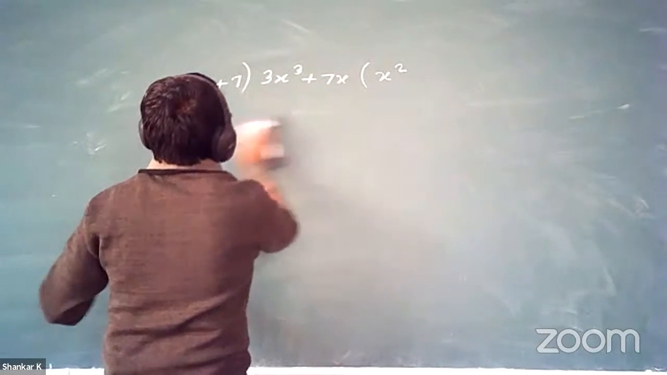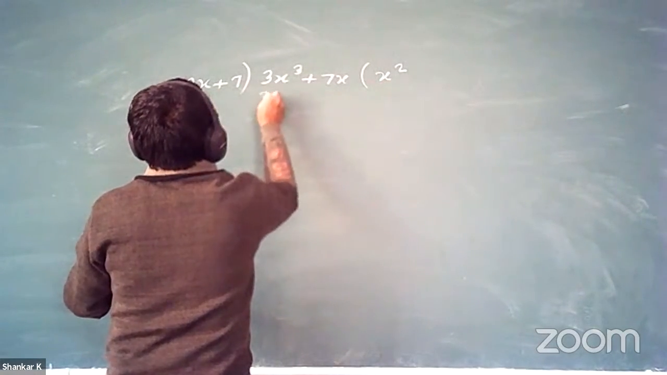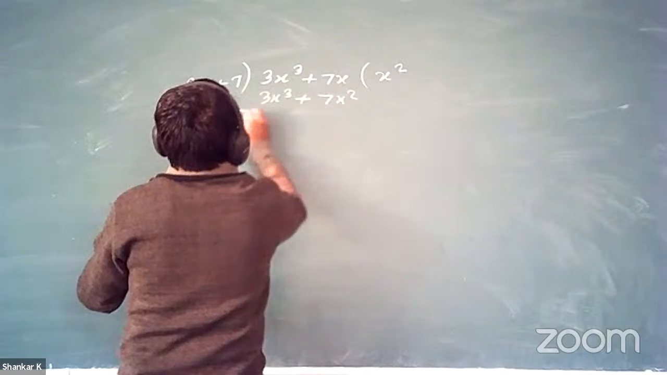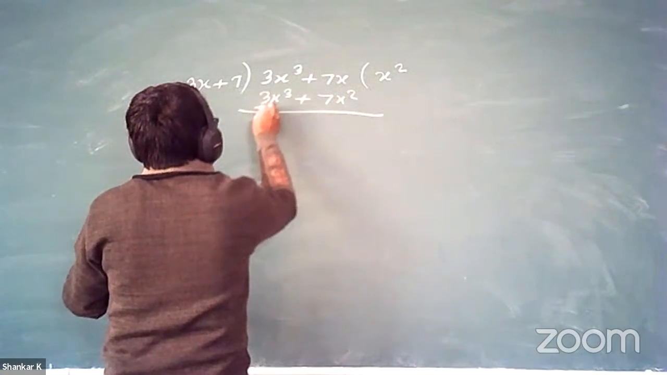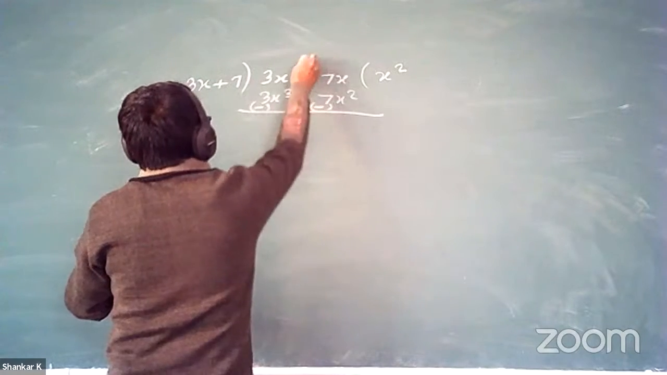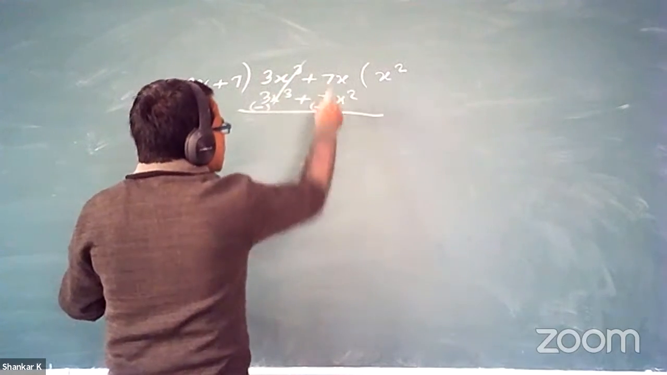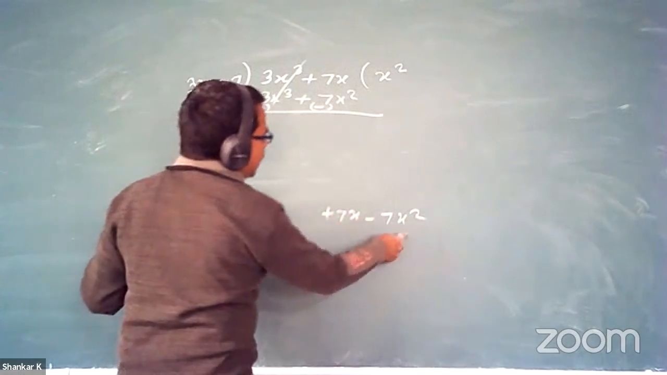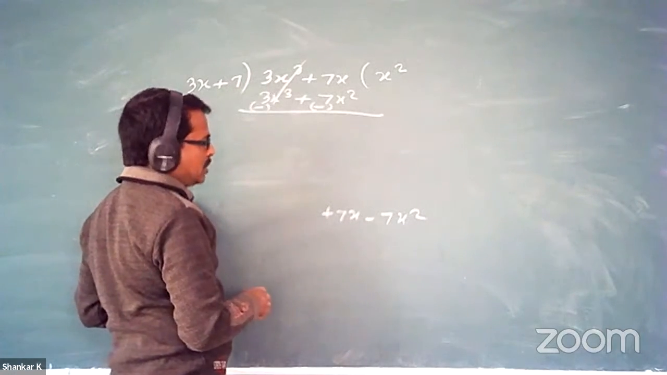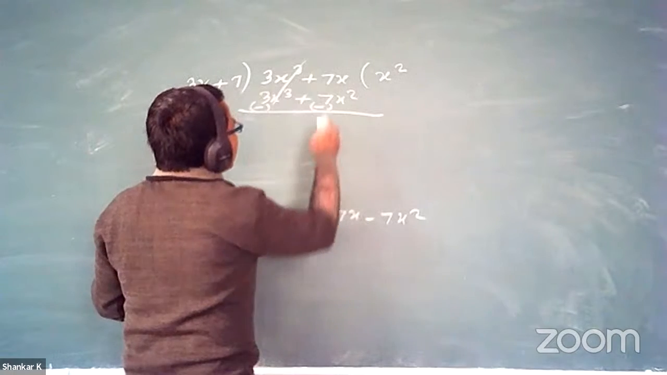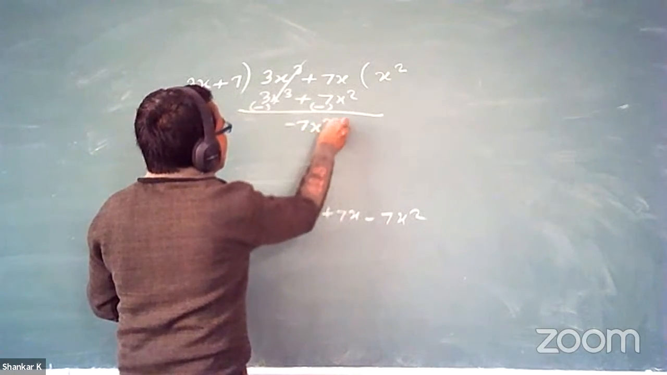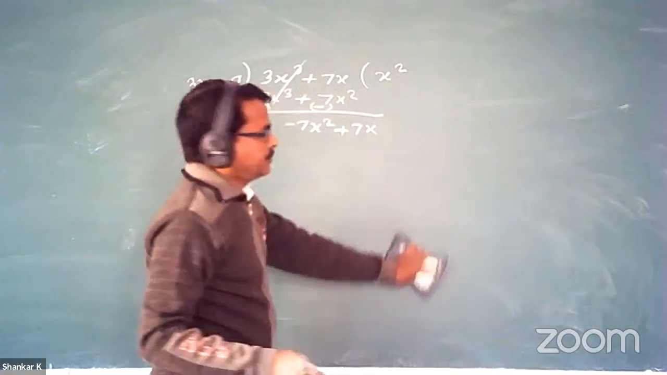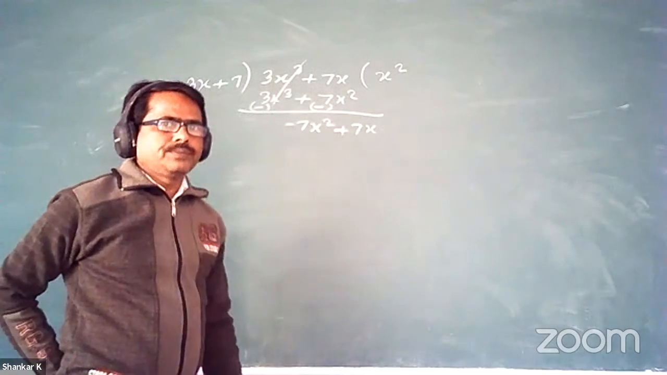Let us see how to divide it. X square into 3x gives 3x cube, plus 7 into x square, 7x square. Then change the sign to minus, and 3x cube cancels. Here what is there? Plus 7x and minus 7x square. You cannot subtract these two, both are unlike terms. So you can write minus 7x square plus 7x. Any doubt, students? Any of you having doubts?